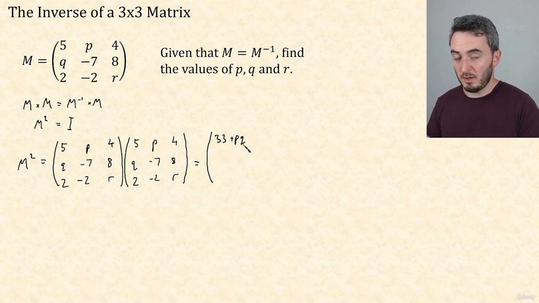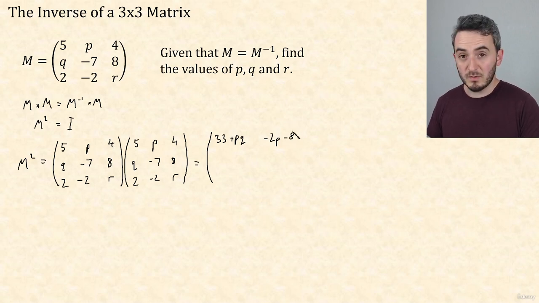Now, I'll keep going with this, but remember, we're going to be setting this equal to the identity. So I'm not going to have to do all of this necessarily because I might have enough information already after just a few. Let's do the next one. So the next one, we get 5p minus 7p minus 8. Well, 5p minus 7p, that's minus 2p. And then minus 8 is just minus 8.